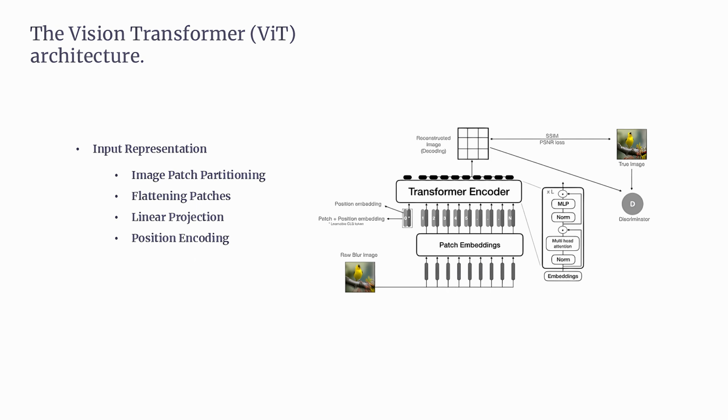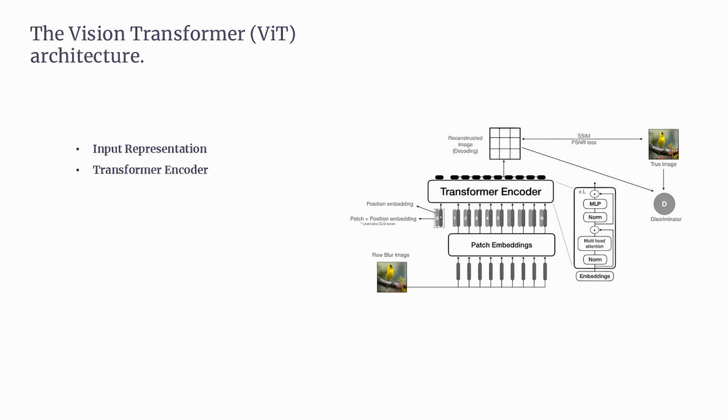This is similar to how words in NLP are turned into embedding vectors. 4. Position encoding. Since transformers don't inherently understand the spatial arrangement of these patches, we add position encodings. These encodings are learned during training and tell the model where each patch is located in the image. This allows the model to understand the layout of the image. So, after all this, the input to the ViT model is a sequence of patch embeddings, each with position information attached. This sequence can be represented as n × d, where n is the number of patches and d is the embedding dimension.